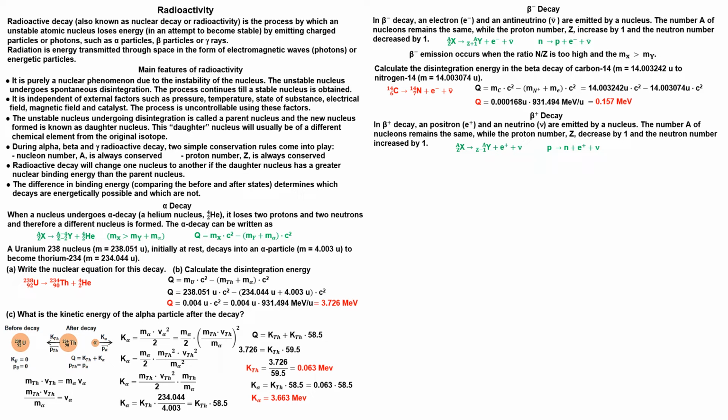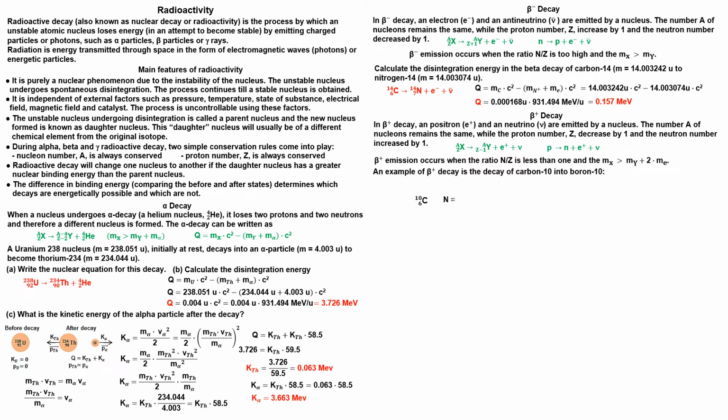Beta plus particle emission occurs when the ratio of neutrons to protons in the nucleus is less than 1 and the mass of the parent atom must be greater than that of the daughter atom by at least twice the electronic mass. In other words, beta plus decay generally occurs in proton-rich nuclei. Let's see how beta plus decay works.